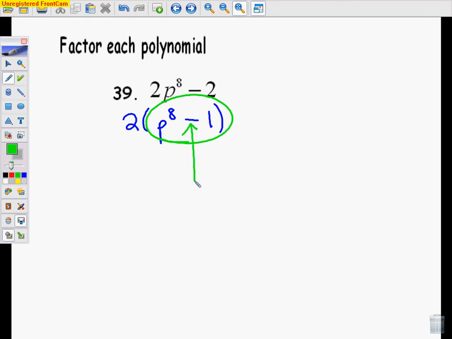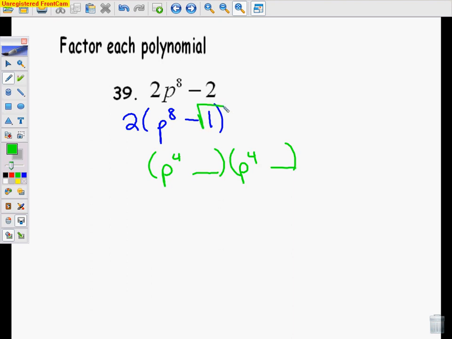Remember, it's a difference, so it has to be subtraction. In the difference of two squares pattern, to factor it, you set up two sets of parentheses. In the first positions here, we put the square root of the first one. The square root of p to the 8th is p to the 4th, so we're going to put p to the 4th here. In the next position, we're going to put the square root of the second one. The square root of 1 is 1. One of these will be a plus, one of them will be a minus, and then we'll just drop down our 2.